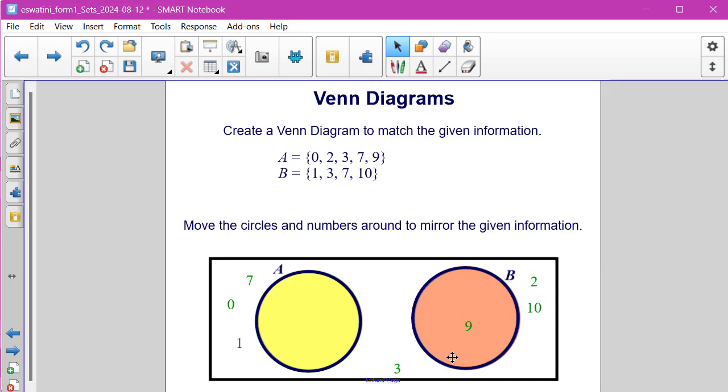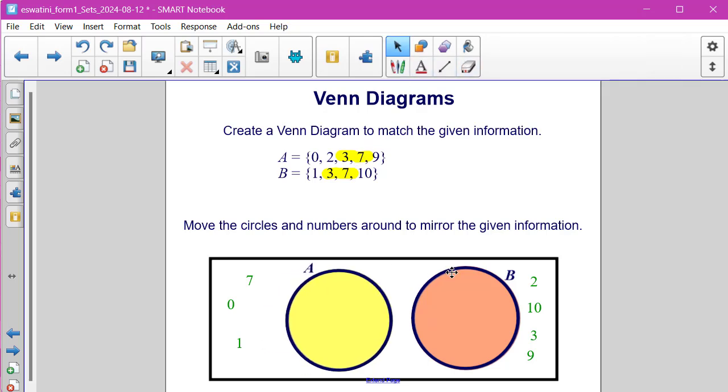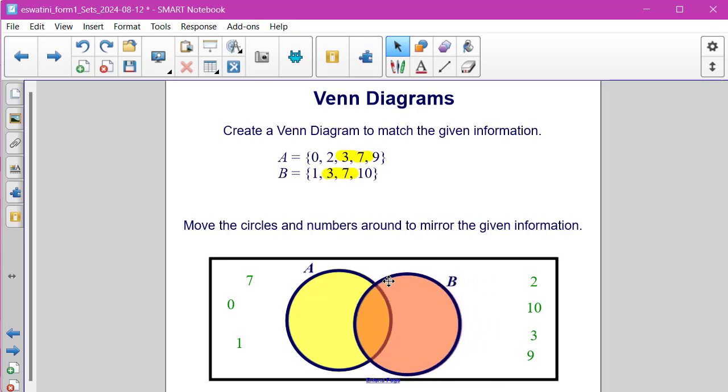So the first thing we need to do is determine if there are any elements contained in both sets A and B. And there are some. Notice in set A we have a 3, and we also have one in B. We also have a 7 in A and a 7 in B. So therefore we need to move our sets A and B closer together so that there is an overlapping section. And in that overlapping section, we're going to place the elements 3 and 7.